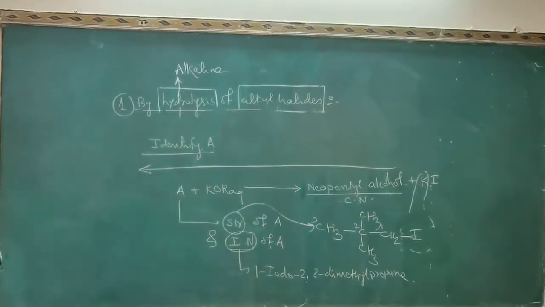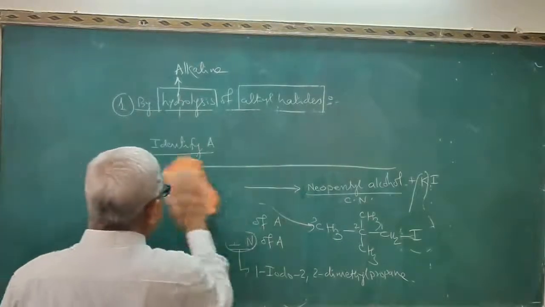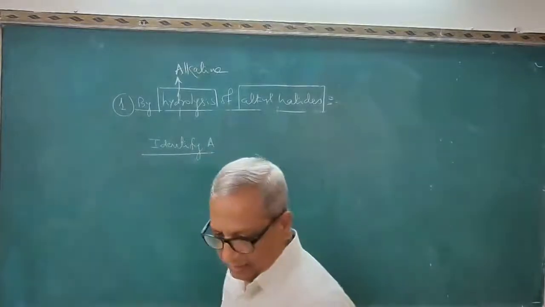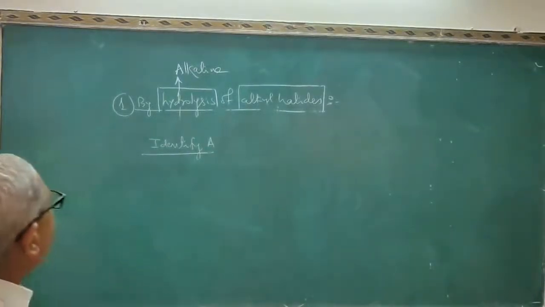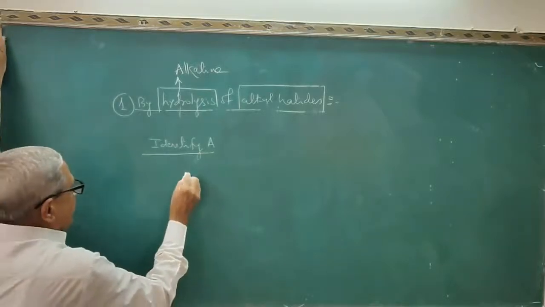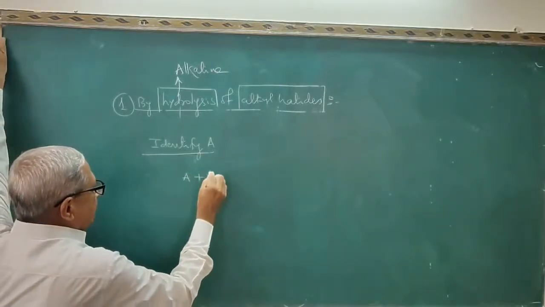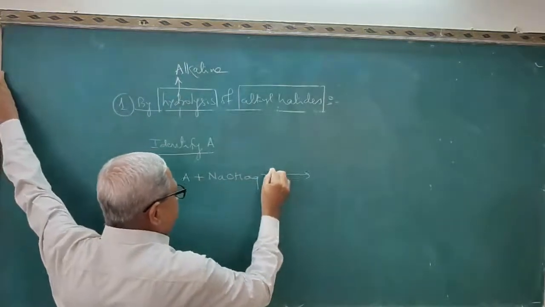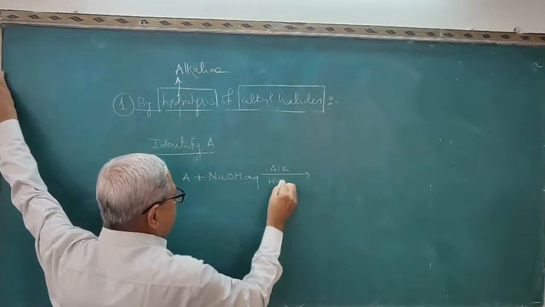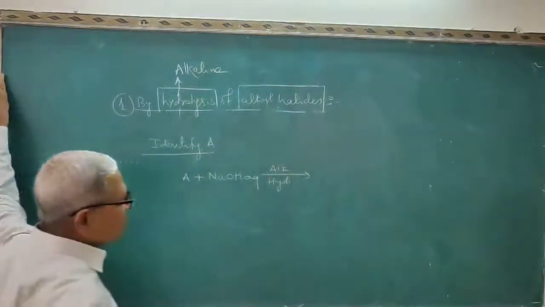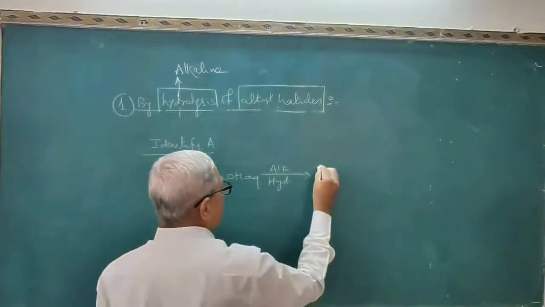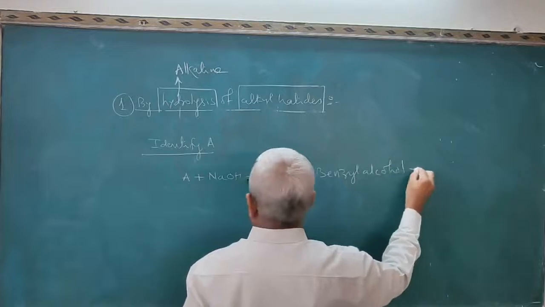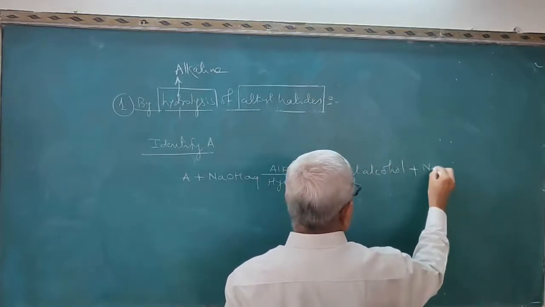Again, I will set one more question. Identify A. See one more question on identify A. A plus NaOH aqueous. Again, it is an alkaline hydrolysis reaction. You will get benzyl alcohol plus NaBr.